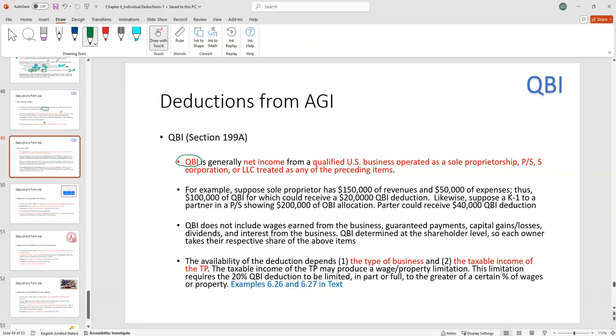So QBI, what is it, right? It's basically net income from a qualified U.S.